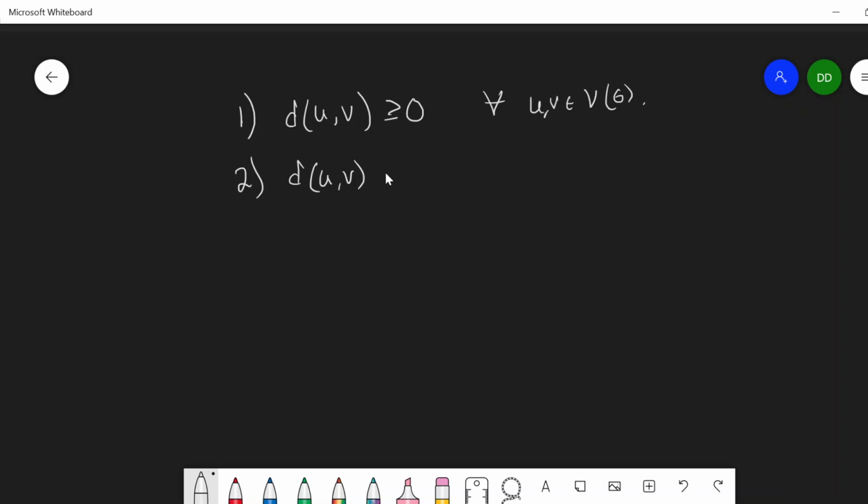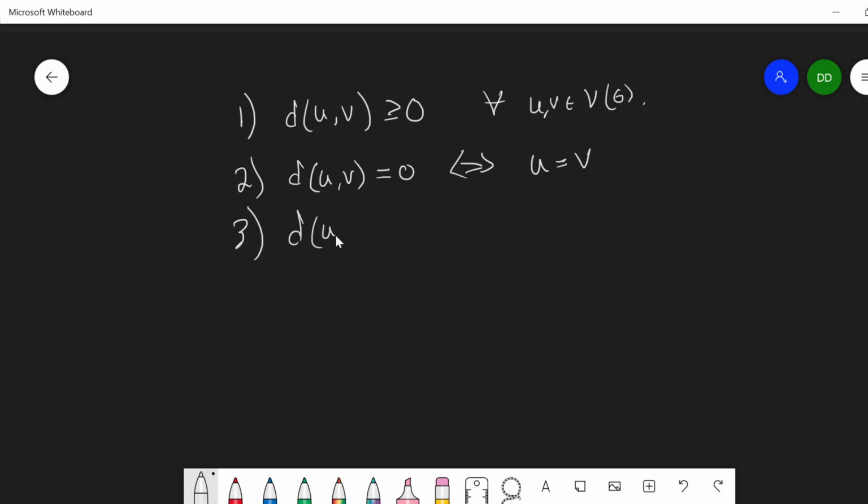The distance from u to v is 0 if and only if u is equal to v. So this is an important property of a metric space to have. Distance being 0 means there has to be a walk of length 0 between u and v. Well, that's a trivial walk, and so u has to equal v. And as well, if u equals v, then we have the trivial walk between them. So that's an if and only if.